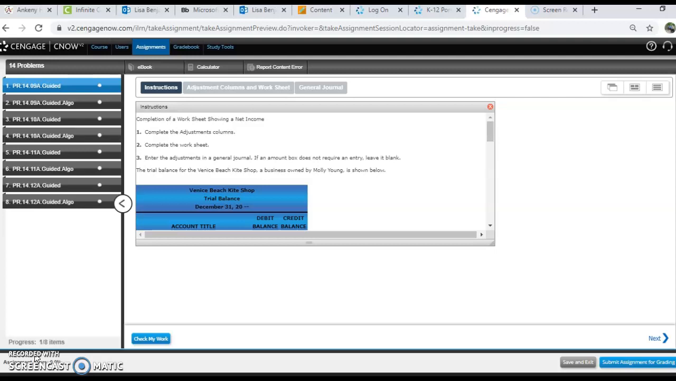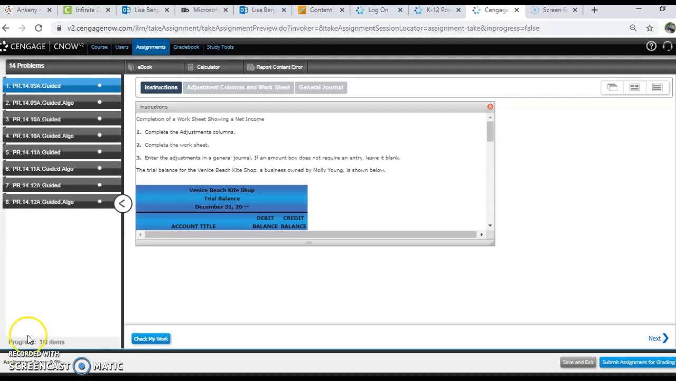We are doing a worksheet for a merchandising business. We've done worksheets before. We were just doing them for service businesses. And there's just a couple of new pieces of learning. Hopefully you've got a good introduction through that when you're doing your exercises.